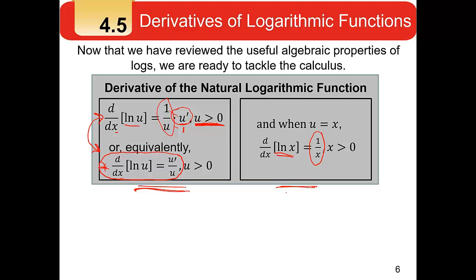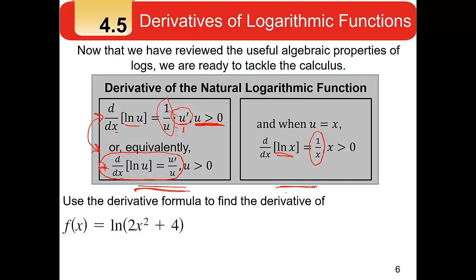Okay, so that's the formula, one of those two variations that we'll be using to do these problems in this section. So, jumping right in, first one is to use the derivative formula to find the derivative of f of x equal the natural log of the quantity 2x squared plus 4. It's not hard to figure out what to do. You're going to think of that 2x squared plus 4 as being the u in the formula, and then you go back to this formula up here and you write u prime over u.